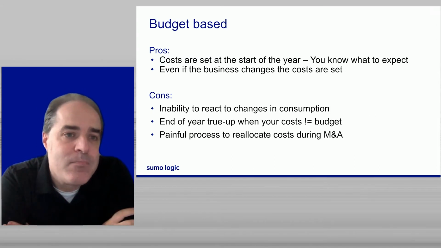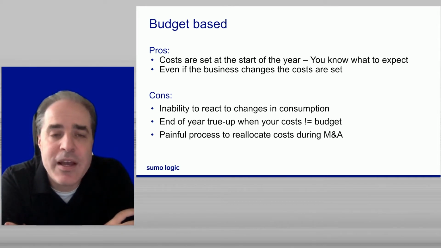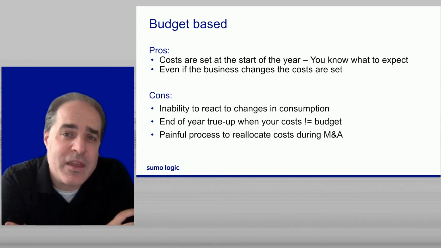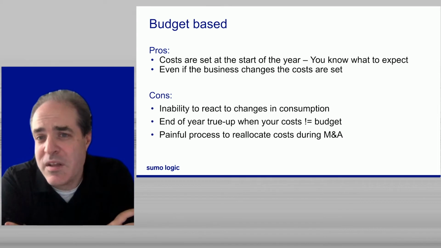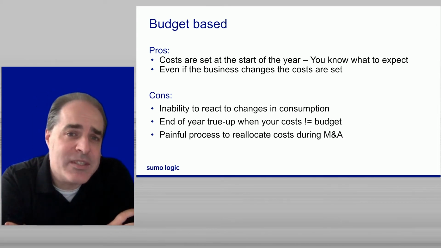Budget-based. Costs are set at the start of the year. You know what to expect. So this could look something like, I take my Sumo Logic subscription, I estimate what I think everybody's going to use, and I split that percentage-wise. We see a lot of customers do this. It's easy to do, and even if the business changes throughout the year, everybody knows what their costs are.